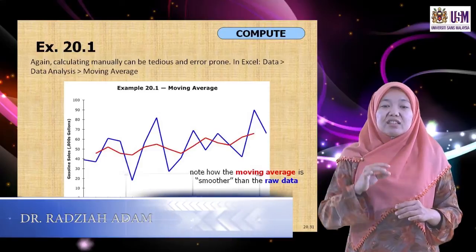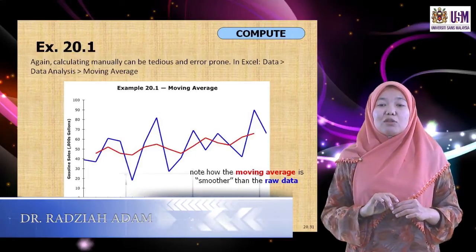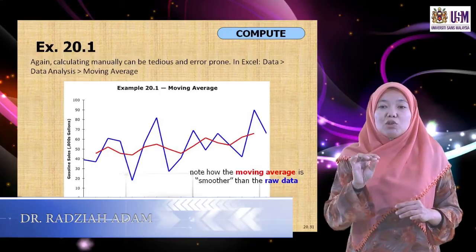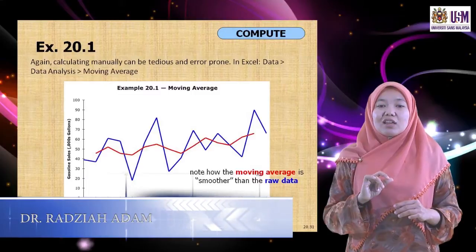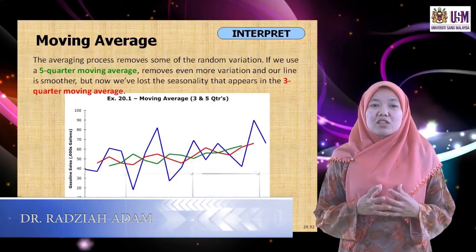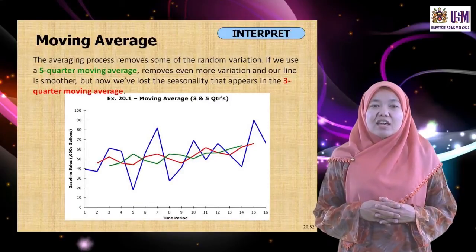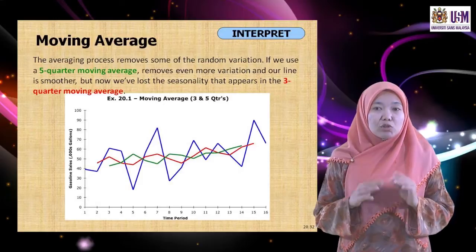It has a jagged surface, up and down. Now if you compare to that the one in red, your new moving averages line, it is less jagged, so it's basically smoother. In terms of interpreting moving averages, the averaging process will remove some of the random variation, not all.